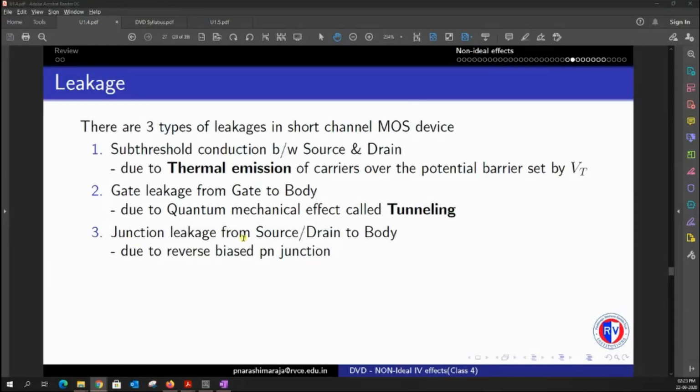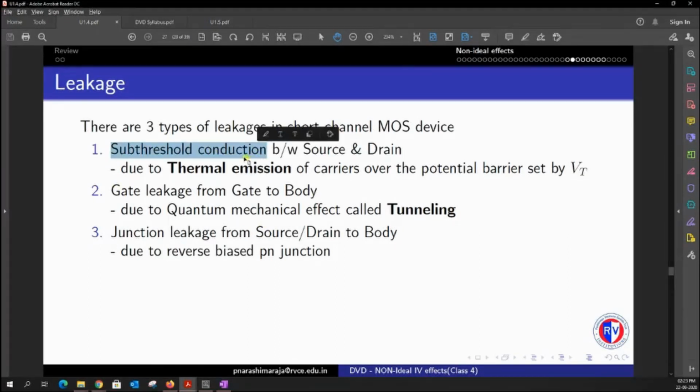That is primarily due to the PN junction diodes, because we know that a reverse biased PN junction will also have some sort of reverse saturation current. So due to that mechanism, there will be a kind of current flow between the source and the body, or between the drain and the body. Okay, so these are some of the leakage currents, and today we'll focus more on the subthreshold conduction.